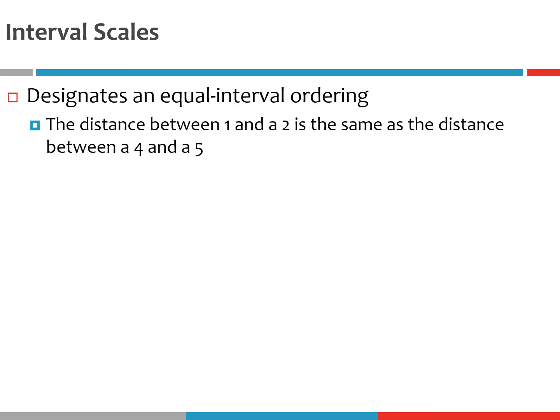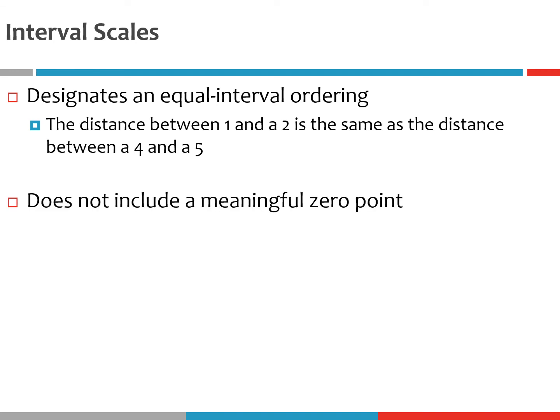Okay, interval scales do designate an equal interval ordering. So the distance between 1 and 2 is the same as the distance between 4 and 5. Interval scales are going to have magnitude or the property of moreness, and they're also going to have equal intervals, but they do not have a meaningful 0 point. So let me give you some examples.